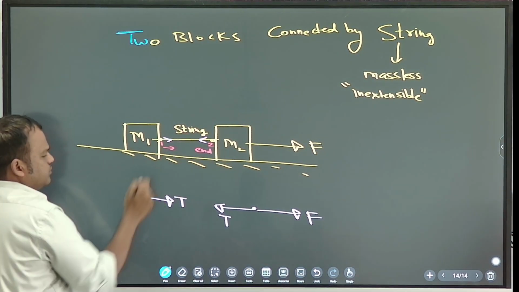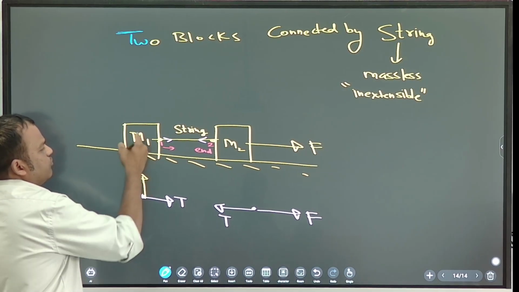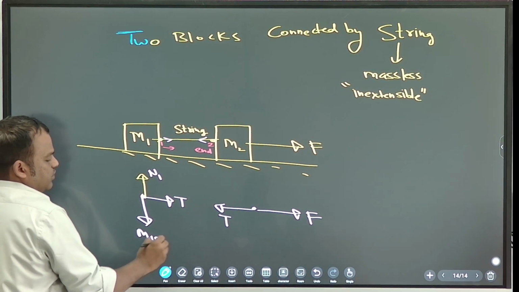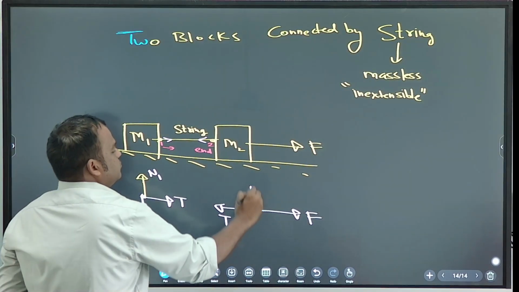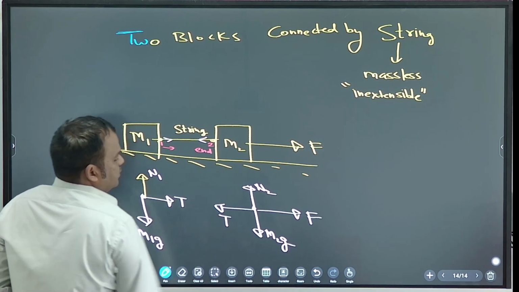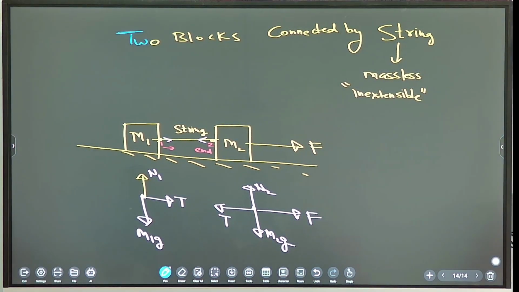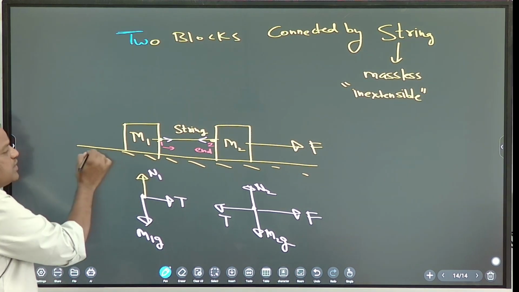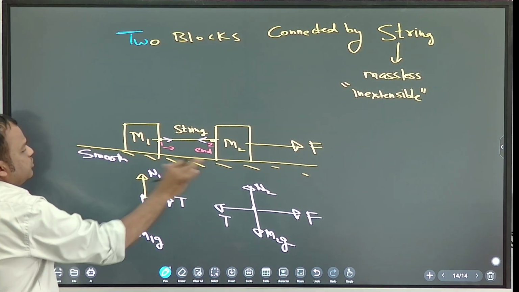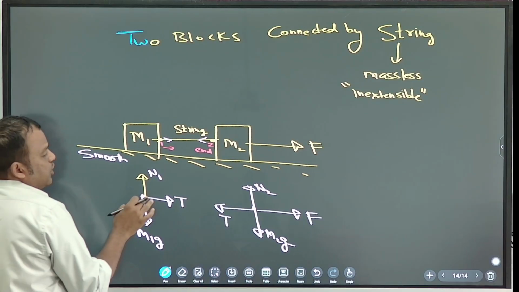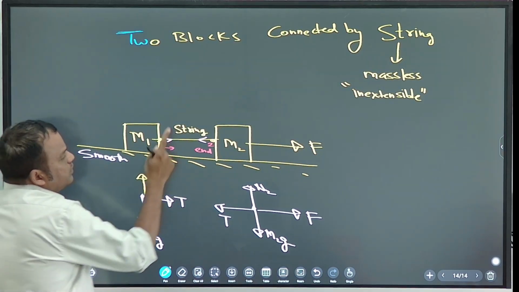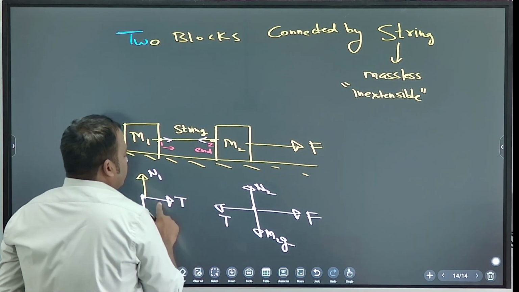Normal force also there. Normal force if you consider for M1, N1 is upward, M1G downward. And normal force for M2, N2 upward, M2G downward. Correct? So this is the normal forces. Okay. Surface is there. It is a smooth surface. Remember, I am not talking about friction. So it is a smooth surface there, frictionless surface. So normal Mg for M1, tension right side, for M2 tension left side, and both tensions are equal.